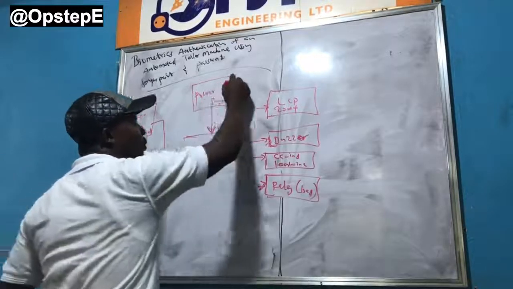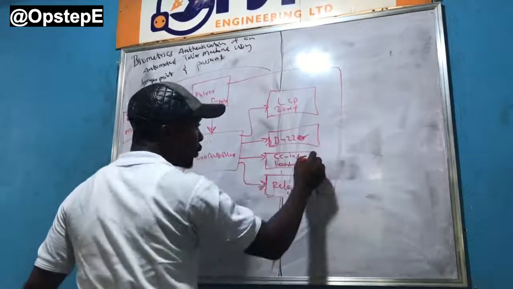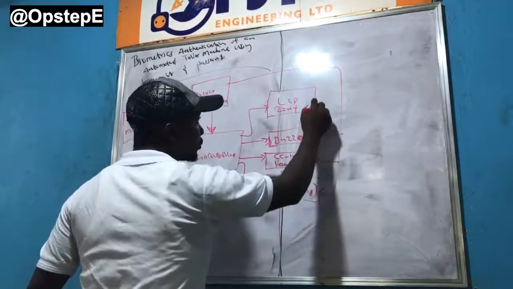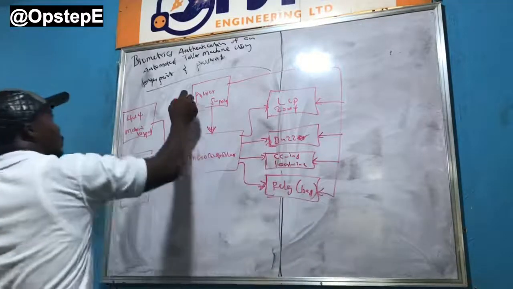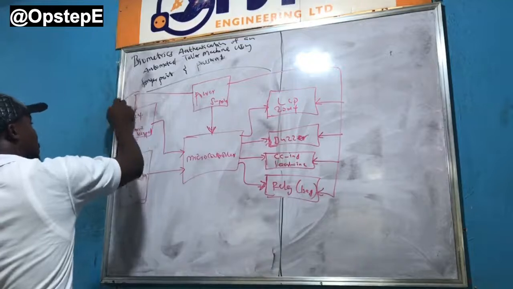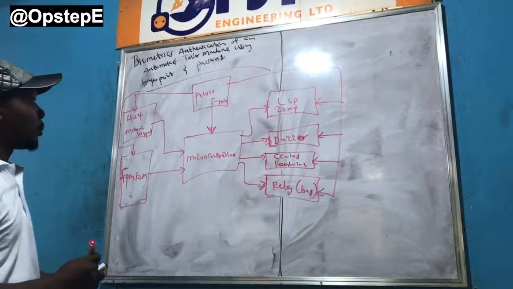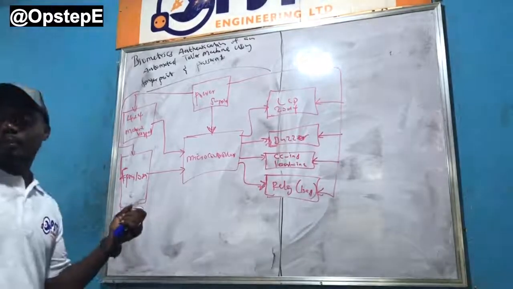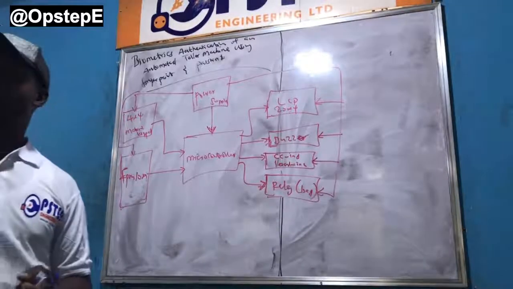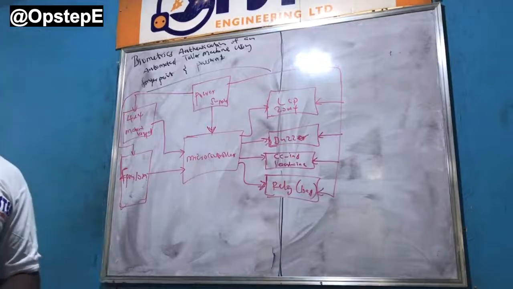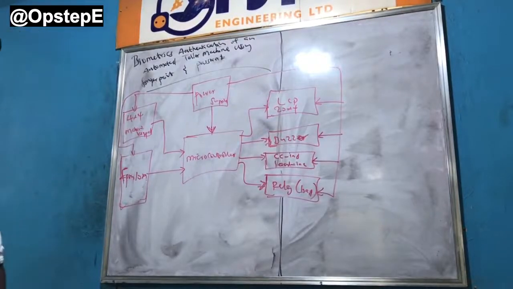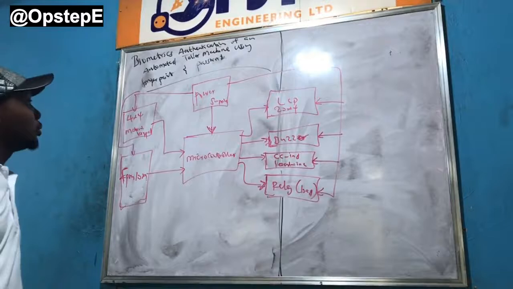Then we know that our power supply is going to feed all of this. Our power supply is going to feed the keypad. So this is the block diagram for the project. Can we continue? Yeah. Right.